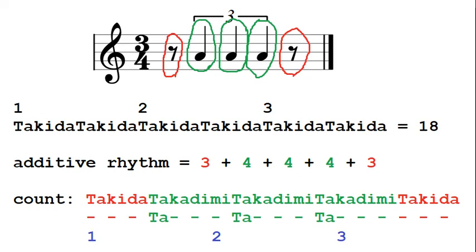And if you say the line with all the syllables, and then take out the takidas and only say the ta part of the takadimis, then you're left with the resulting rhythm. And it sounds like this. 1, 2, 3. Takida, takadimi, takadimi, takadimi, takida. Takida, takadimi, takadimi, takadimi, takida.